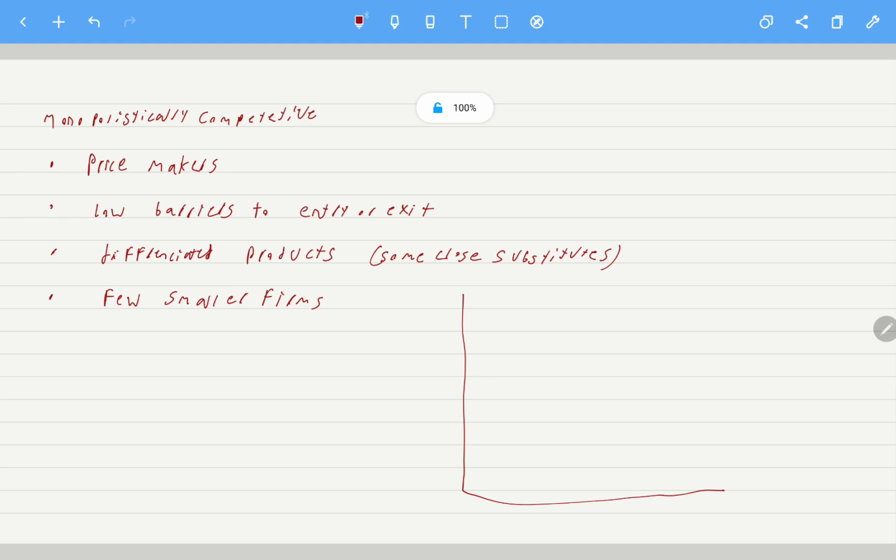All right, now the graph for this is the same as for monopoly. It's just different in the long run. So you've got MR, you've got D, and then you've got your MC. Sorry for the crooked graph. This is not a straight line.